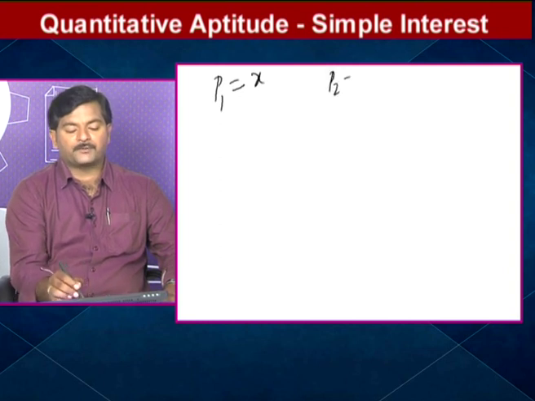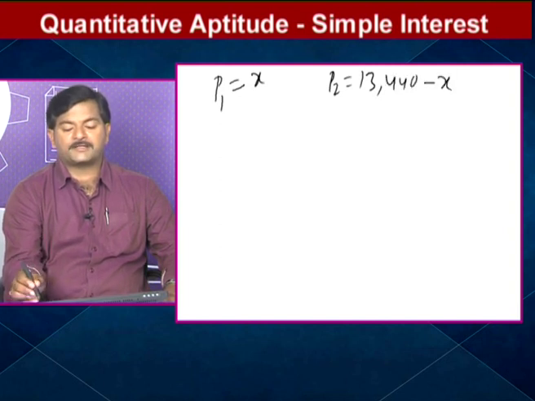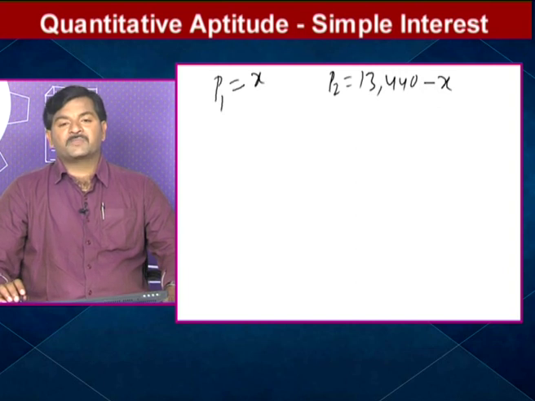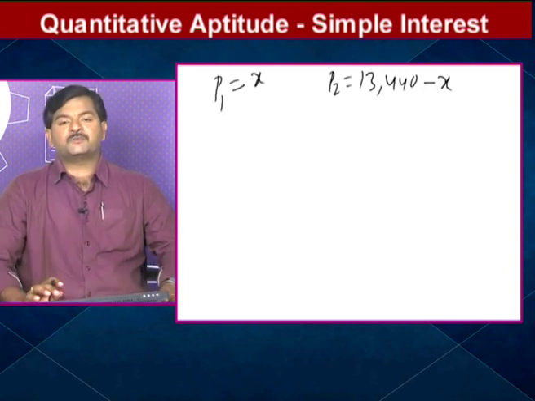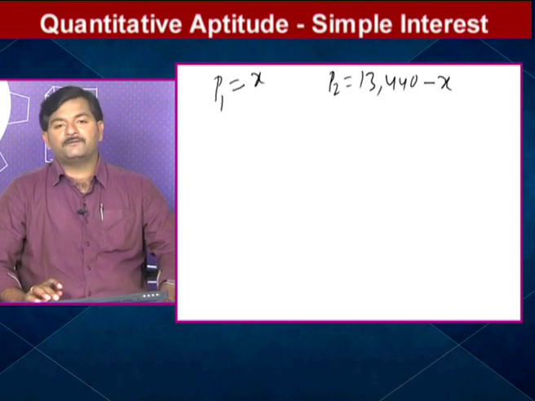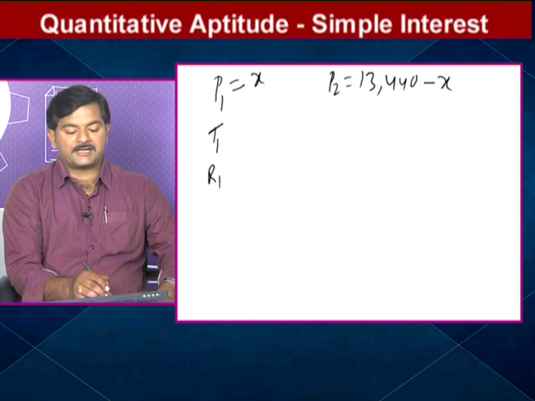Then what could be P2? P2 is equal to 13,440 minus X. Why? Because that amount is divided into two parts. If one part is X, the next part obviously is 13,440 minus X. And the T value given, we'll name it as T1, and we'll name the rate as R1.